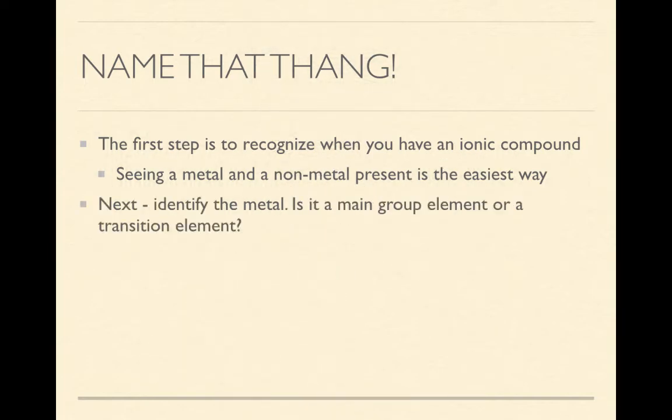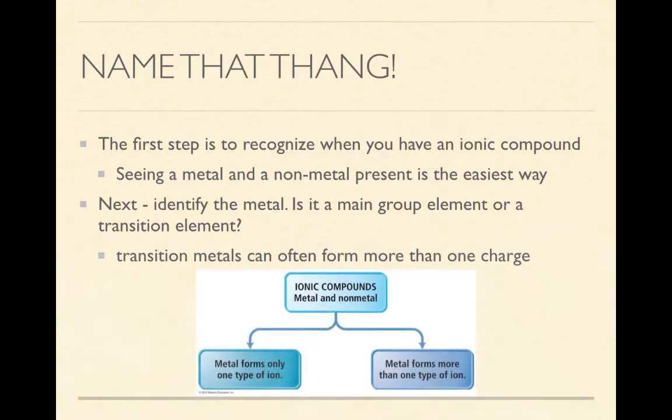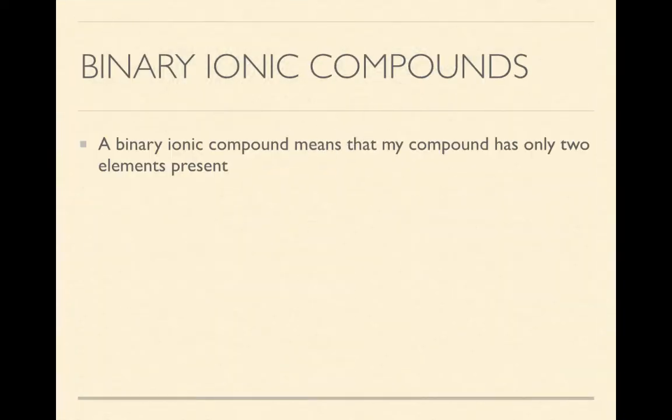Once we know that we've got that, we want to identify the metal. Is it a main group element or a transition element? The reason we need to identify if it's a main group metal or a transition metal is because our transition metals very often can form more than one charge, and we'll need to take an extra step in order to determine what that charge is. So, just a very simple graphic. First we identify that ionic compound here. Once we know we have an ionic compound, we want to know, do we have a transition metal that can form more than one type of ion, or do we just have a main group metal that can just form one type of ion? Let's take a look at the kinds that only form one type of ion.